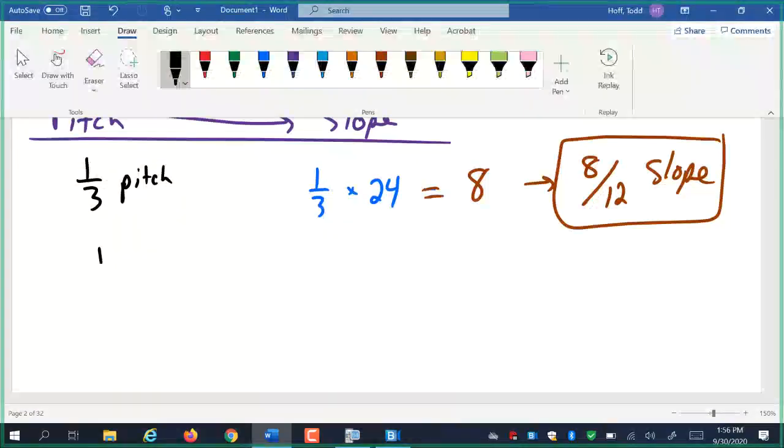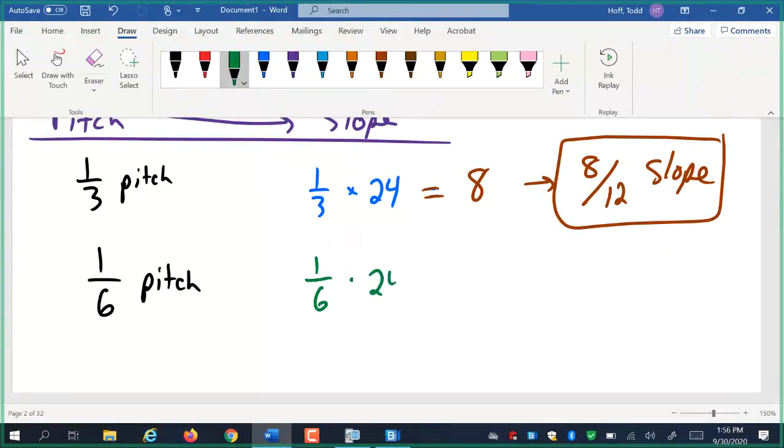If I have a 1/6 pitch, I take 1/6 times 24. What's 1/6 times 24? That's 4. That's a 4/12 slope.